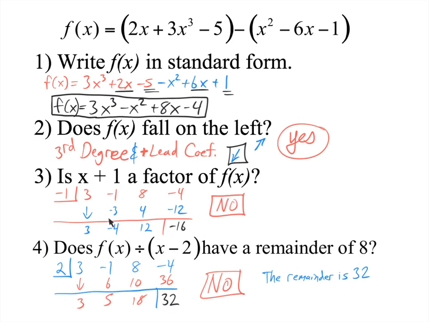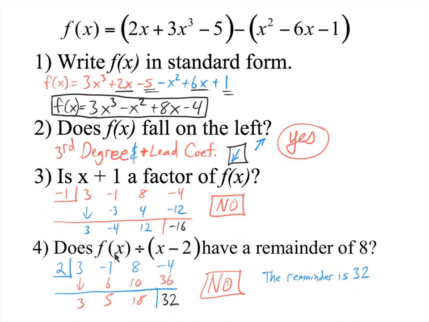Now, you don't have to use synthetic. You could also put negative 1 into this function and crunch it. And what happens is we get that negative 16 as well. So either way does work as well. Or you could long divide this by x plus 1. There are different methods. I think this is the easiest.